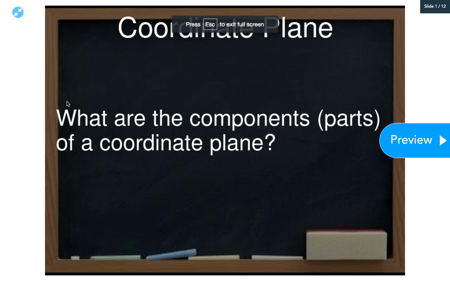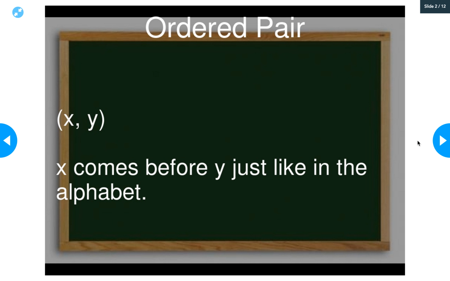Coordinate plane. The essential question is, what are the components or parts of a coordinate plane? Ordered pair, x comma y. X comes before y just like in the alphabet.